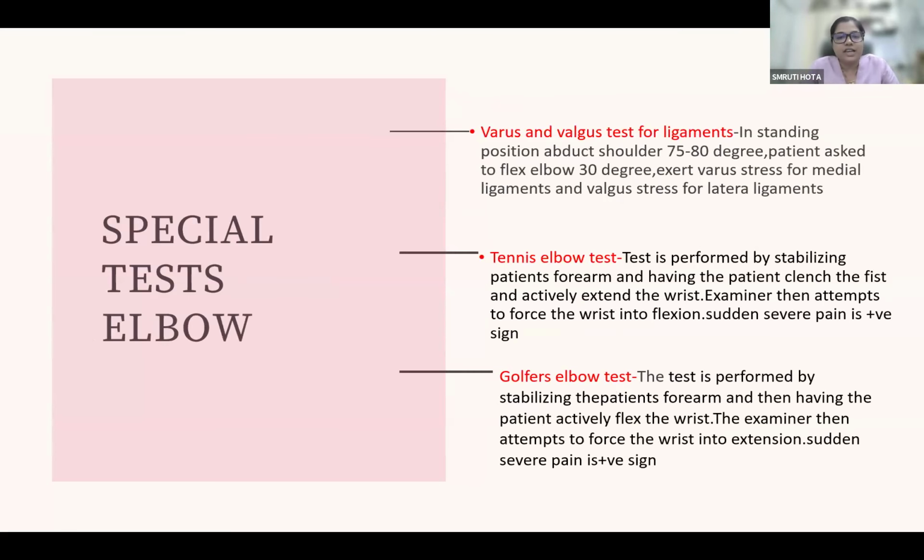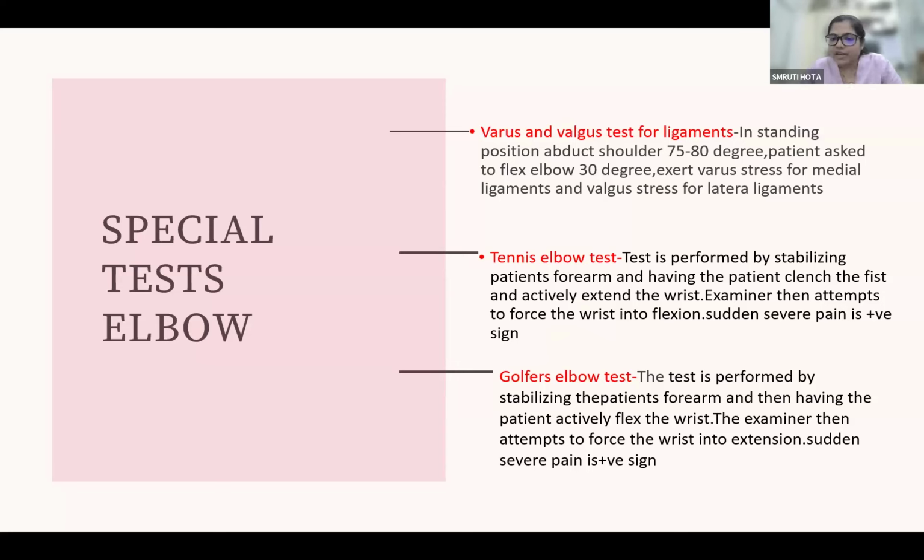These are a few special tests for the wrist, and these are a few special tests for the elbow. One is the varus and valgus test. This is for the medial and lateral ligaments. Here, in standing position, abduct the shoulder and the patient is asked to flex the elbow 30 degrees, and exert varus stress test for the medial ligament, and valgus test is done for the lateral ligament.